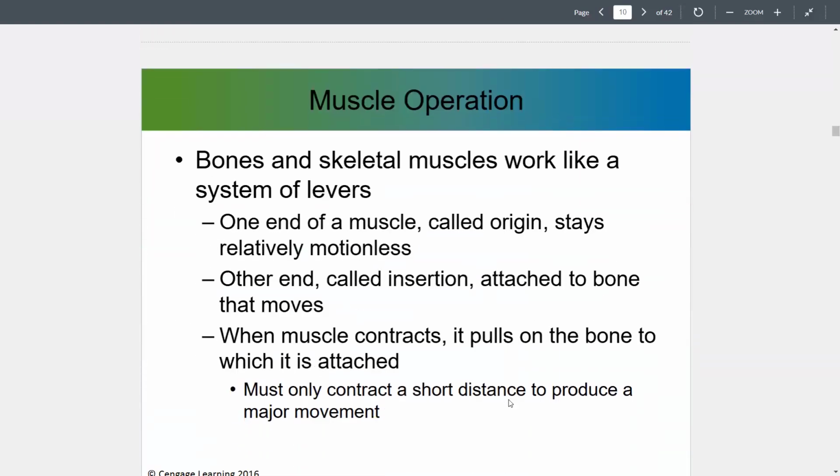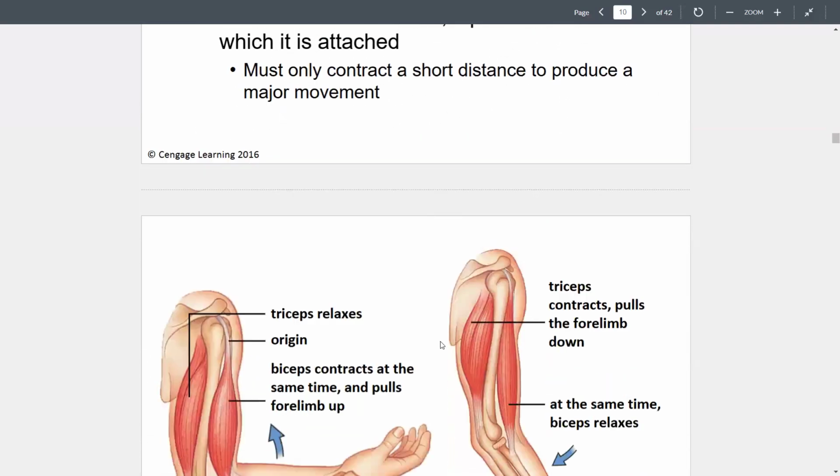So the way that muscles work is they work like levers, like you might have learned about in a physics class. There's always an origin where the muscle is anchored, and then the insertion is attached to another bone and it moves the bone. You're probably not going to have one muscle attached to the same bone. That wouldn't make any sense, because it has to actually pull another bone.